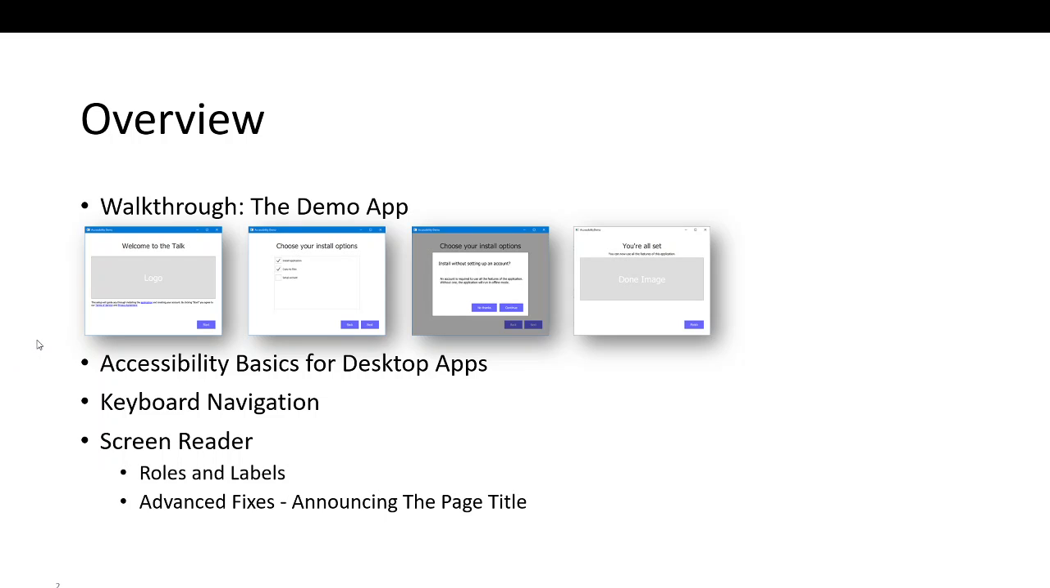Then we're going to be talking about accessibility basics for desktop apps. So, what are the minimum criteria your app should fulfill? Among those will be the special topics of keyboard navigation and screen reader, basically setting up roles and labels for your screen reader readiness. And then I'm going to be talking about some advanced topics like announcing the page title on each wizard.